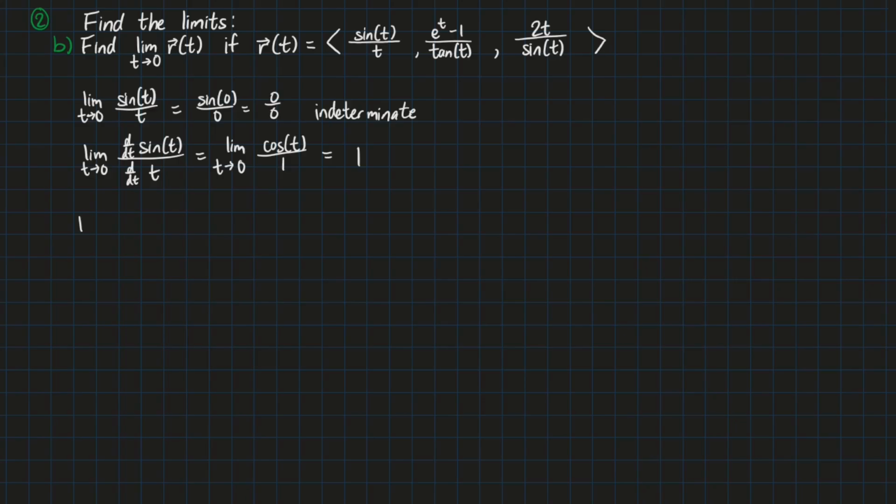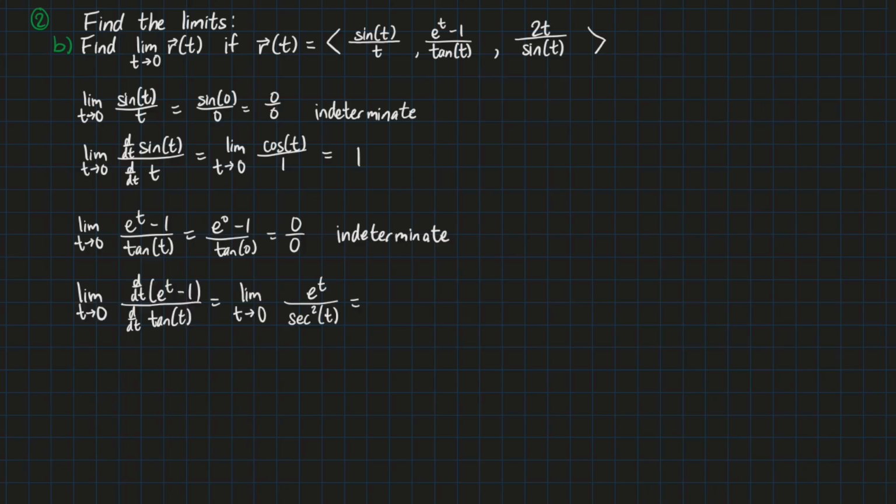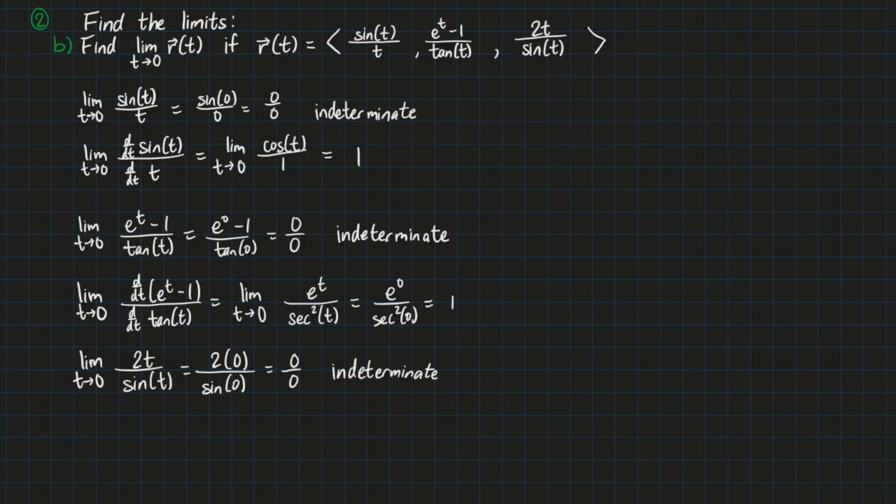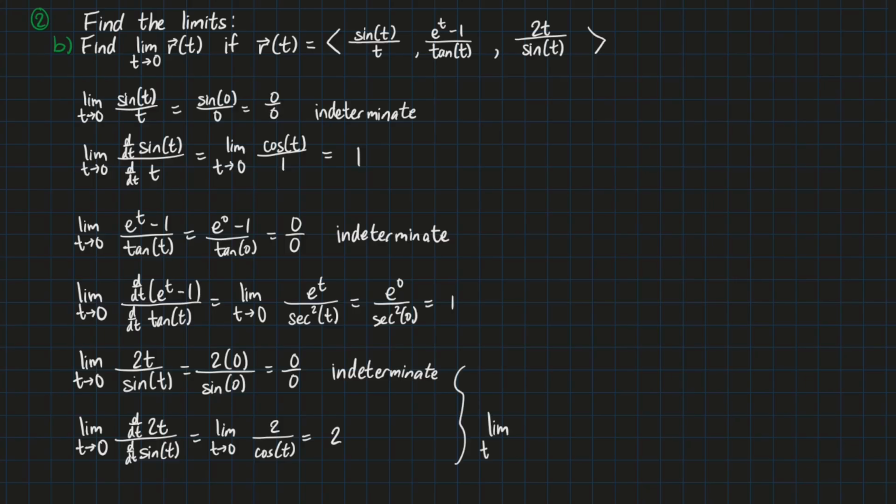Now let's take the limit for the second function. Directly substituting gives us an indeterminate form again, so we can try L'Hopital's again. And now after we take the derivative, we can directly substitute. And finally we'll do it for the last function. We'll also get 0 over 0, which is indeterminate if we try directly substituting, so we can try doing L'Hopital's for this one again. Alright, so now that we found the limits for each of the component functions, and they all exist, we can say that the limit as t approaches 0 of r of t equals the vector 1, 1, 2.